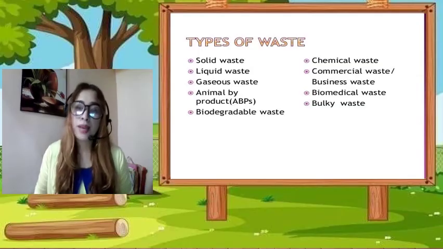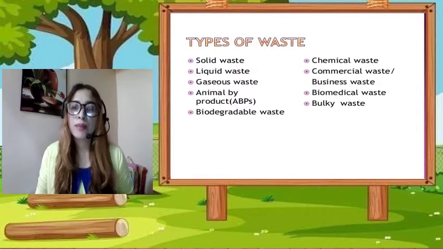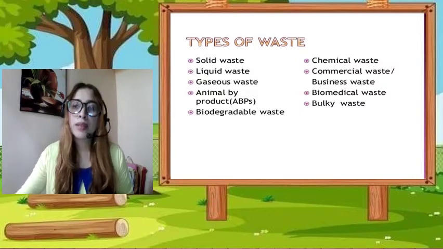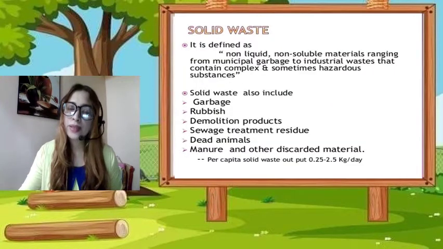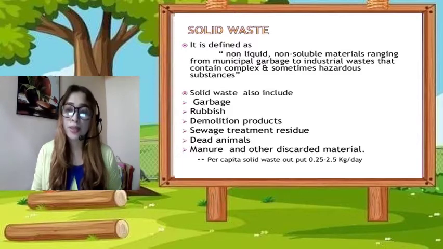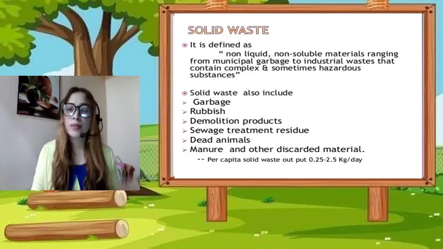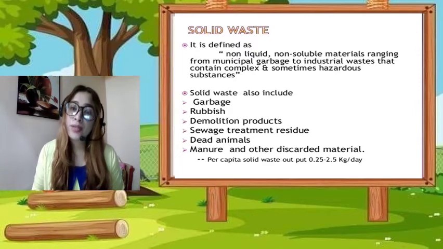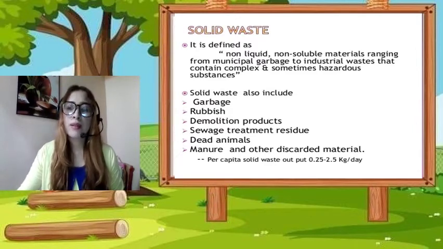Now, talking about the types of wastes, they can be described as follows. We have solid waste, liquid, gaseous waste, animal byproduct, biodegradable, chemical, commercial, biomedical, and bulky waste. Solid waste is defined as non-liquid, of course. They are non-soluble materials ranging from municipal garbage to industrial waste that contain complex and sometimes hazardous substances. They can include garbage, rubbish, demolition products, sewage treatment residue, dead animals, and of course manure and other discarded materials around us.